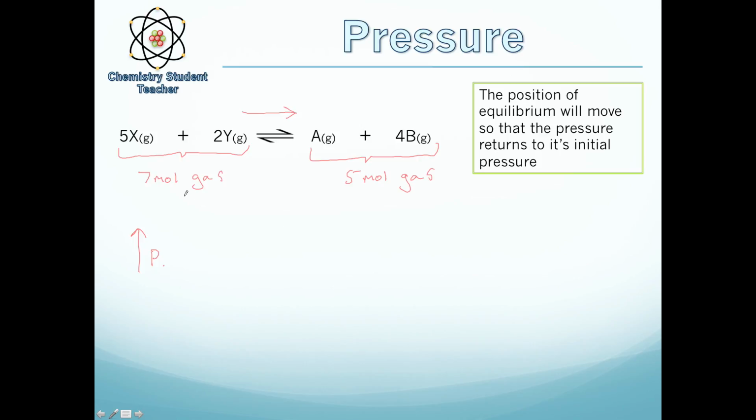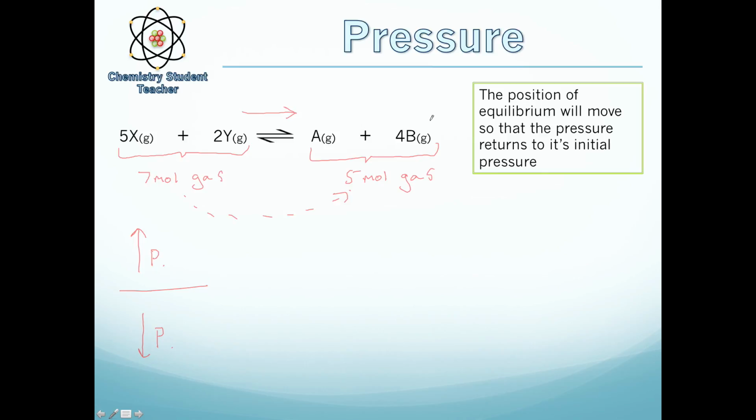So if we can reduce the amount of molecules, from 7 to 5, we'll do that. So we'll shift the equilibrium right, having more of A and B and less of X and Y, and that will cause the pressure to be decreased to its initial state. Okay, so what happens if we decrease the pressure? Well, you can probably realise that there's a trend going on here with all the other examples. It's just the reverse. If the pressure is decreased, we need to increase it to get it back to its initial state.